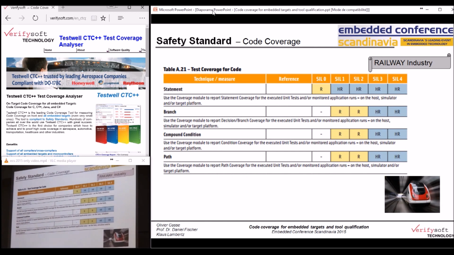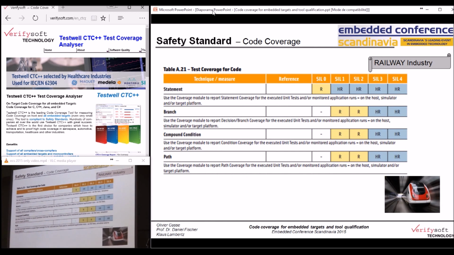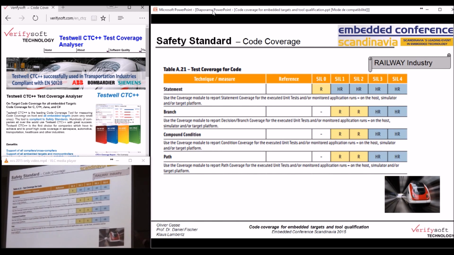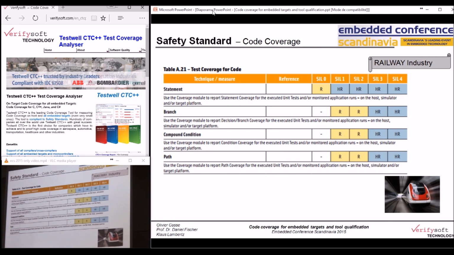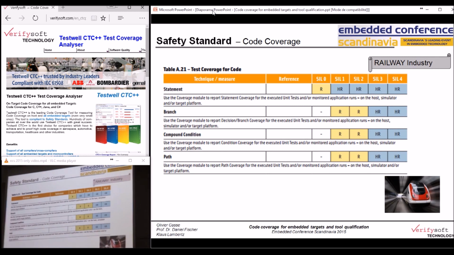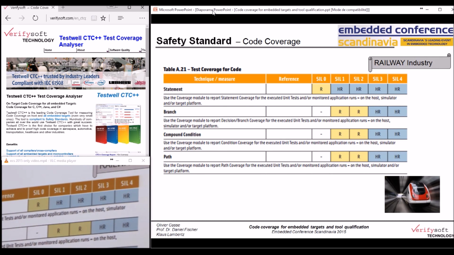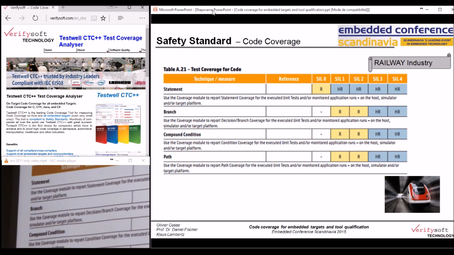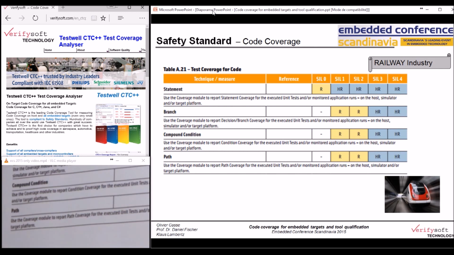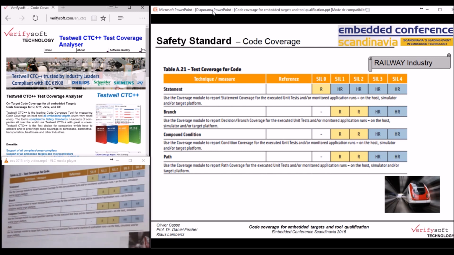So now, let's focus on the railway industry, also known as CENELEC. This is more or less the same principle, except that we go from SIL 0 to SIL 4 here, and not SIL 1 to SIL 4. But this is quite similar. And here we don't have plus or plus plus, but recommended or highly recommended. But this is very similar, no big changes.